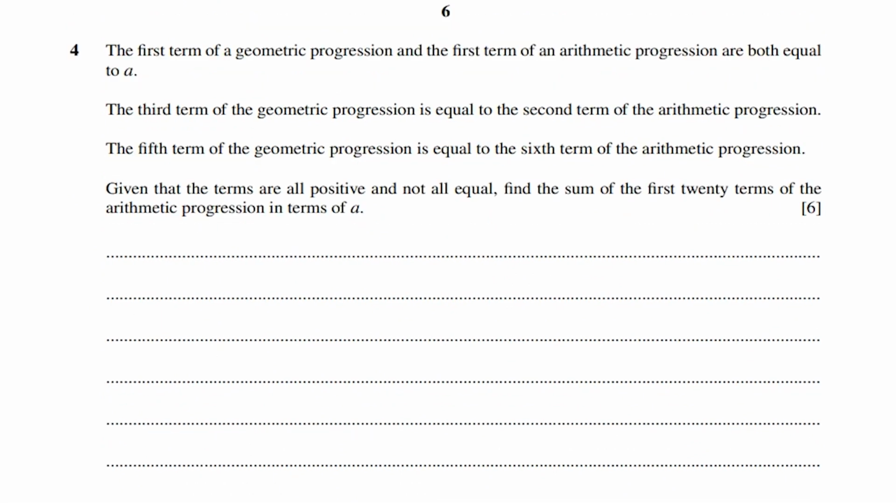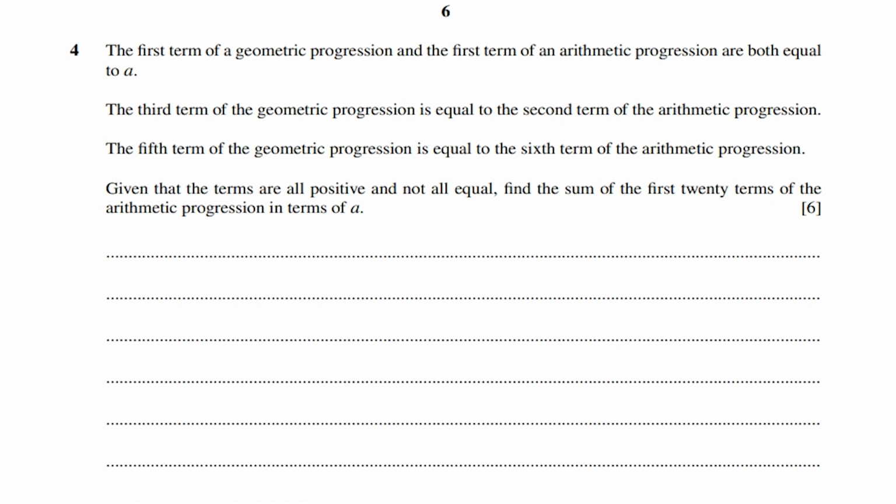In this question about arithmetic and geometric progression, we have to find the sum of the first 20 terms of the arithmetic progression in terms of a. Now we are told that the first term of a geometric and arithmetic progression is a, and the third term of geometric progression is equal to the second term of arithmetic progression, and the fifth term of geometric progression is equal to the sixth term of arithmetic progression.